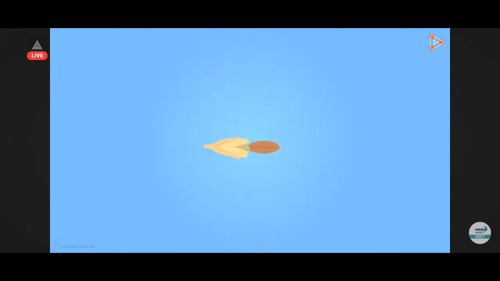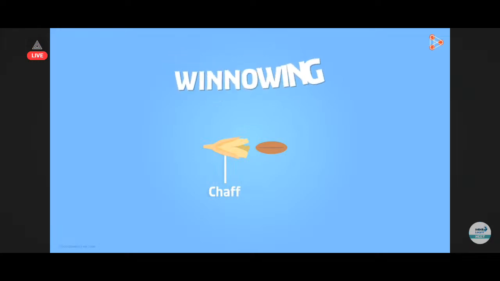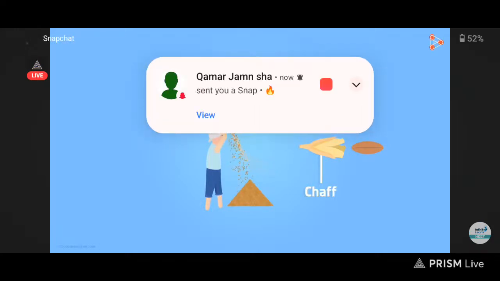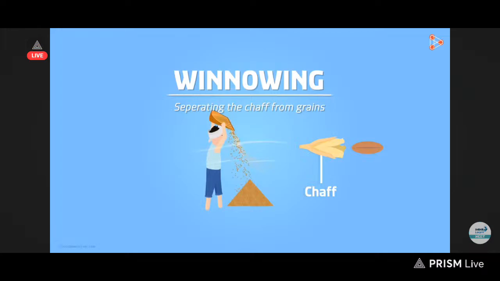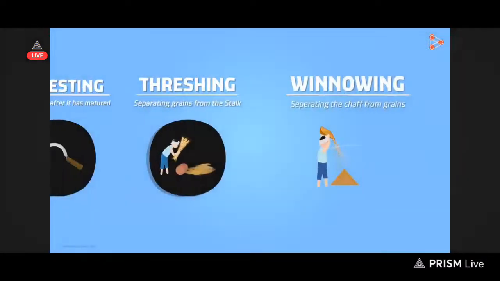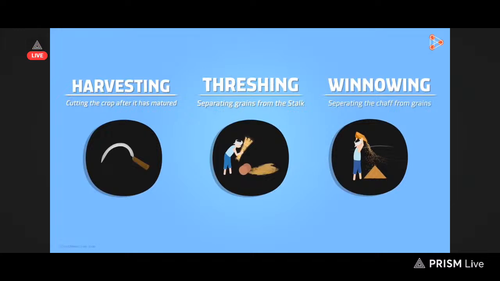Now the grains have yet another covering before they can be finally stored. That is the chaff. Chaff is then separated by a process called winnowing. In this process, small farmers manually separate the chaff from grains with the help of the wind. Grains are dropped down from a height and the wind carries away the chaff while the grains, being heavier, get collected into a heap. So, with the three processes of harvesting, threshing, and winnowing, grains are now ready for storage.